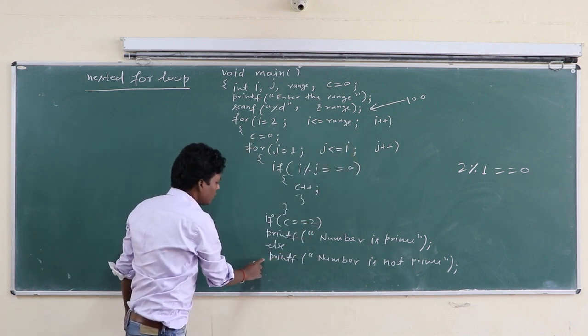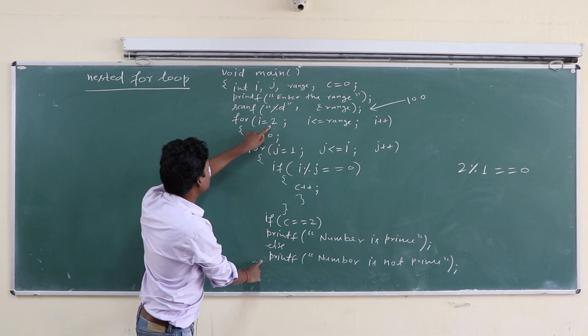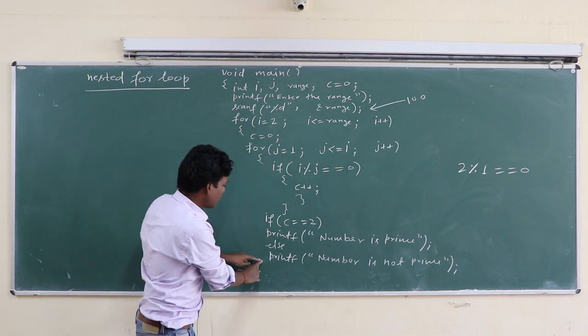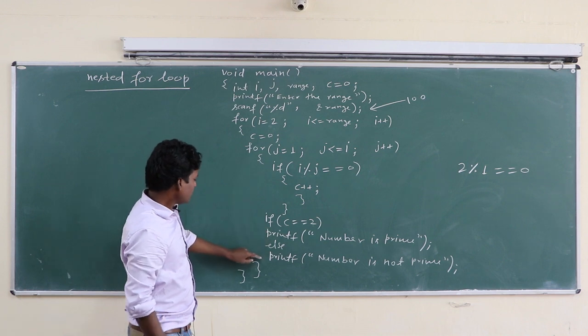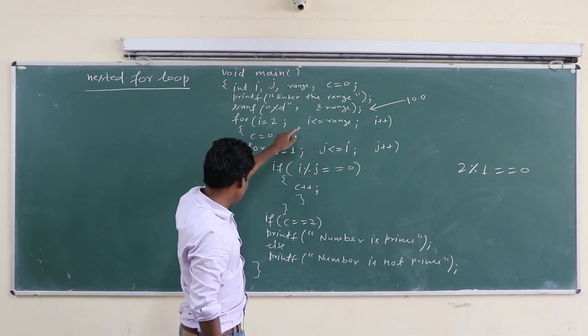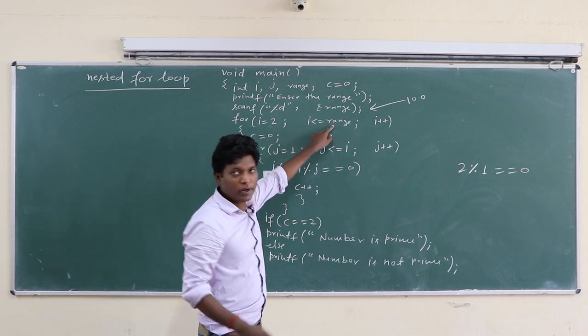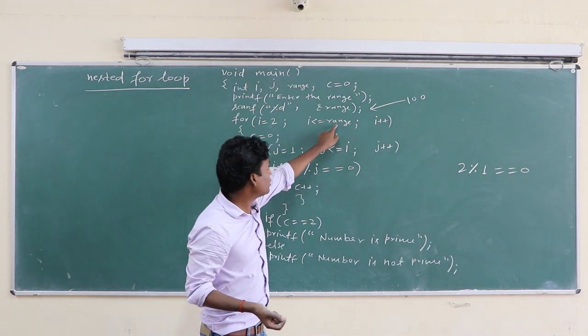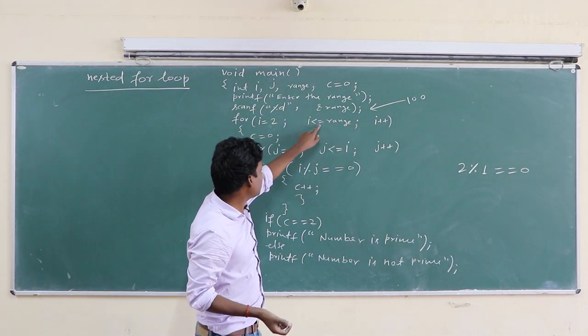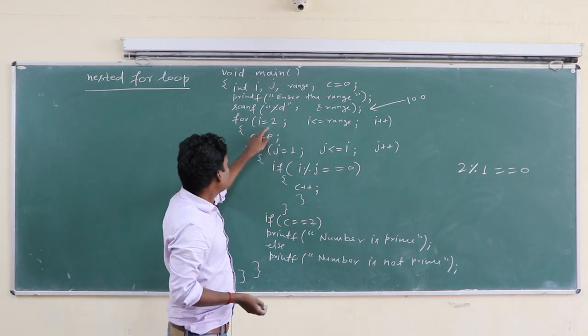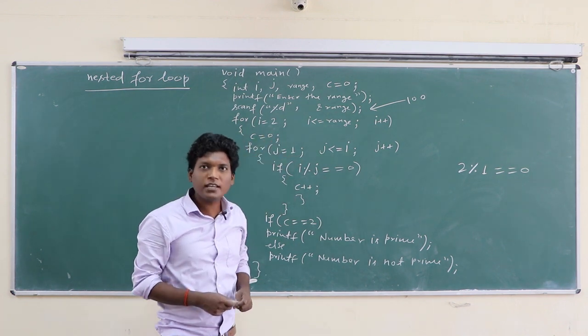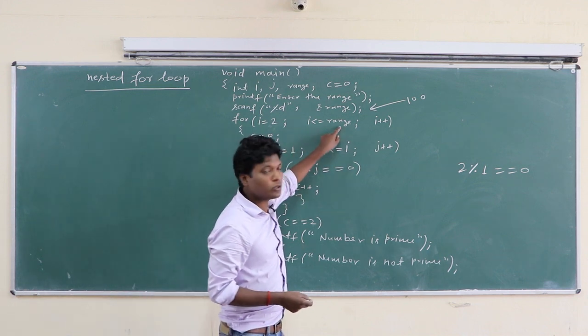i plus plus happens here, and i becomes 3. i was 2 initially, and i plus plus works at the end of the loop, so i becomes 3. Now again we check whether 3 is less than or equal to range. Yes, because range is 100, and 3 is less than or equal to 100. Now we are going to check 3: this time i is 3, and 3 is less than or equal to 100.